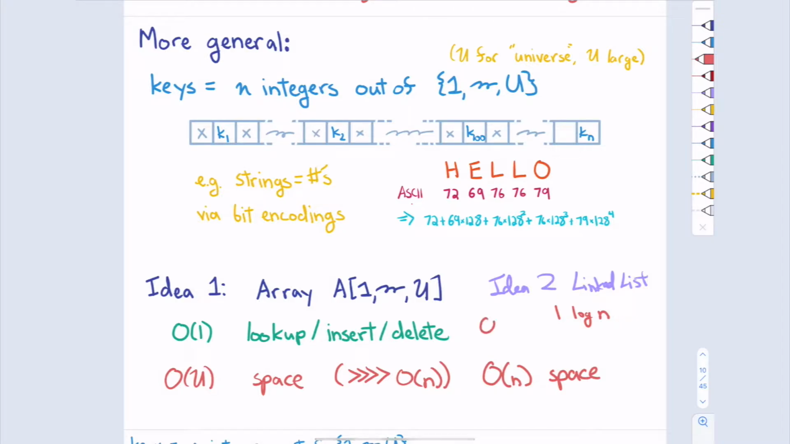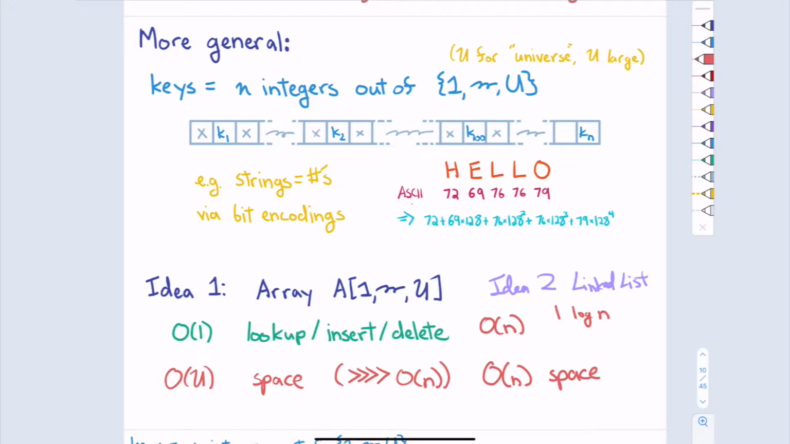O of n. Okay, why O of n? You don't know where the pointers are in this order. Yeah, you still have to scan the thing. So you can't jump around, so you can't do binary search over a linked list. Okay, any other ideas besides a linked list?